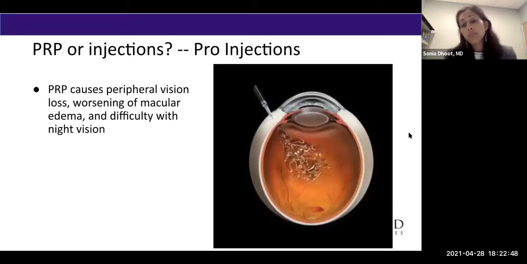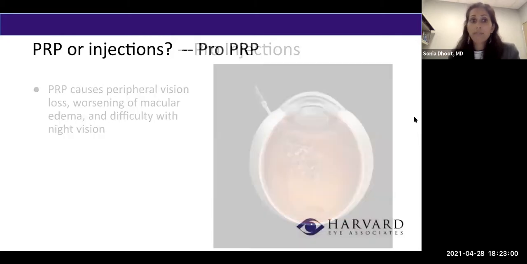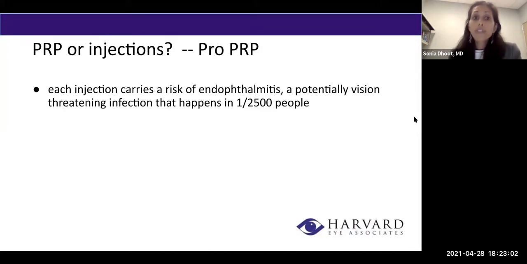So, well, should we start giving everybody injections then for proliferative diabetic retinopathy? PRP causes peripheral vision loss. It can make the macular edema worse. It can make night vision worse. So maybe we should give everybody injections. On the flip side, each injection carries a risk of endophthalmitis. Endophthalmitis is a serious infection. And so if you're getting an injection every single month, I mean, cumulatively that adds up. Well, laser doesn't have any risk of infection.